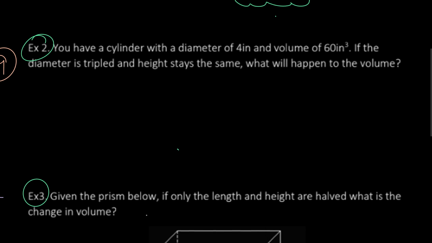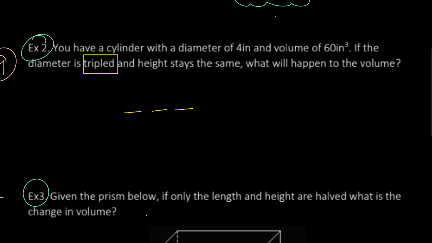All right, example 2. How many times larger is the new volume, Sean? Number 2, how many times larger is it? 9 times. And how'd you get 9 times? Because it says triple, so 3 times 3. Why are you multiplying 3 twice? Because it says triple twice, so 3 squared.